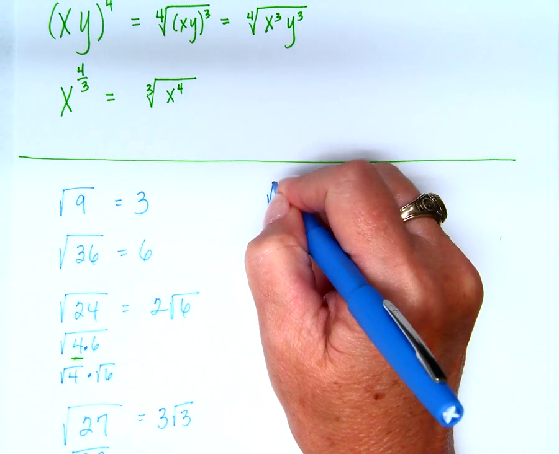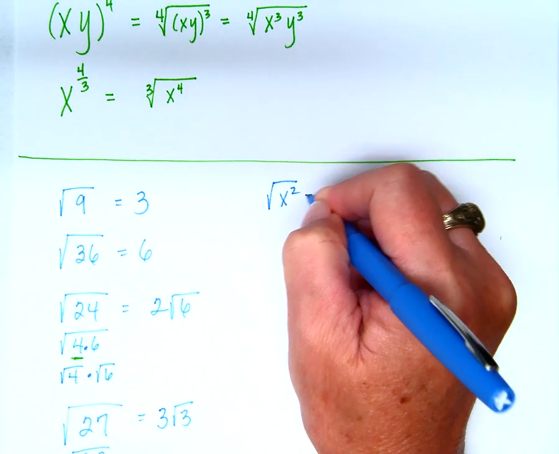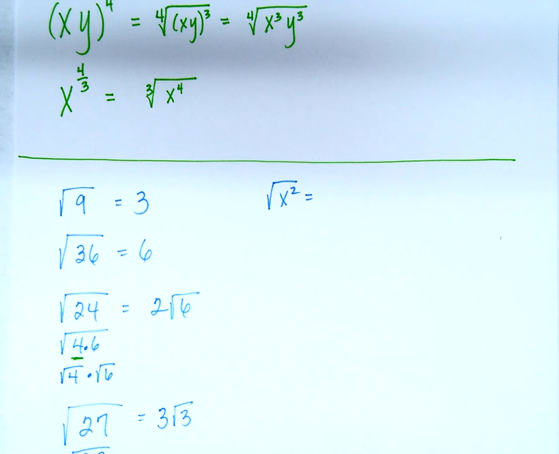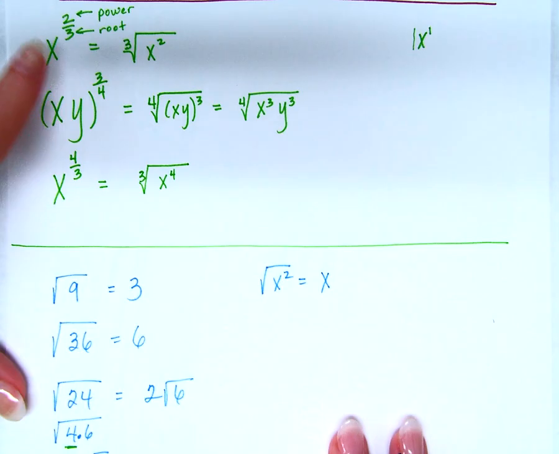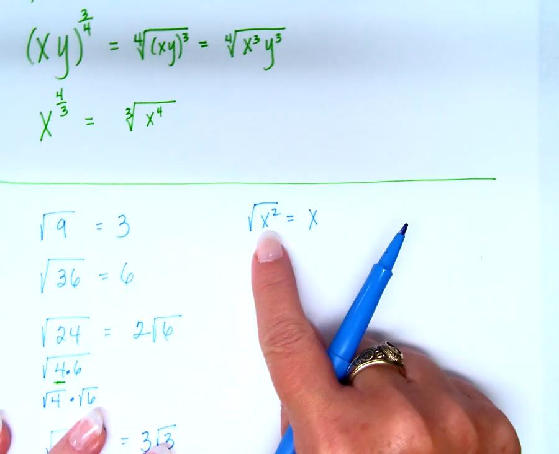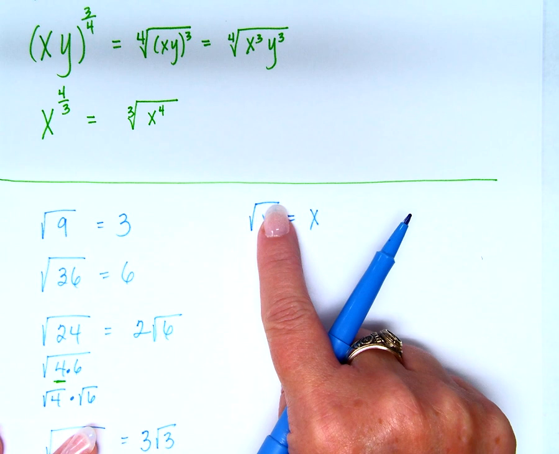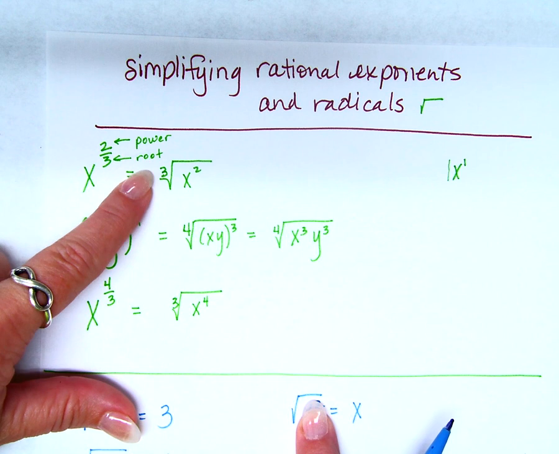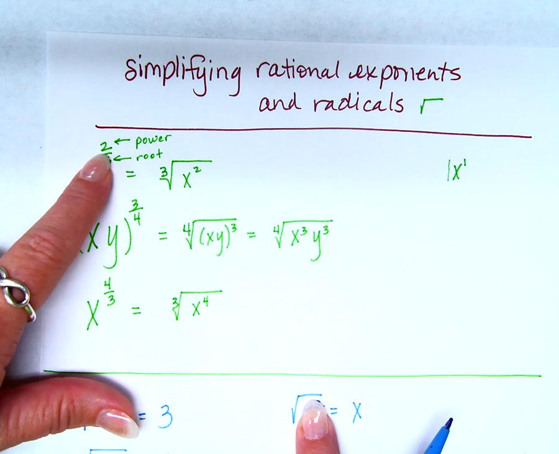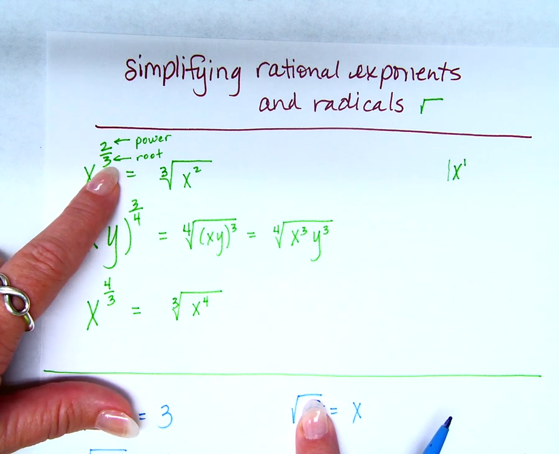Then what about the square root of x squared? What is the square root of x squared? X. Okay? Think about this for a second. Going back to our rational exponents that we talked about the other day. What does the square root mean? What exponent would I use for square root? Power root. So 1 over 2, right?